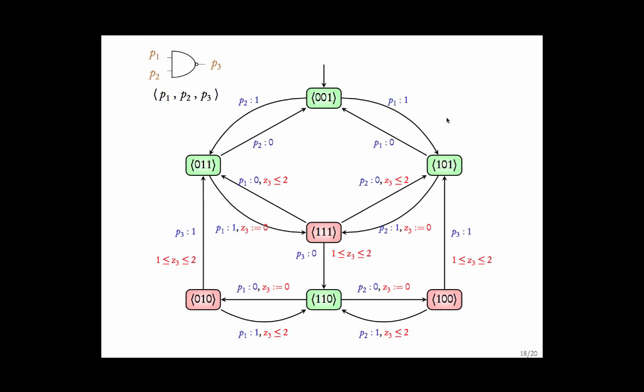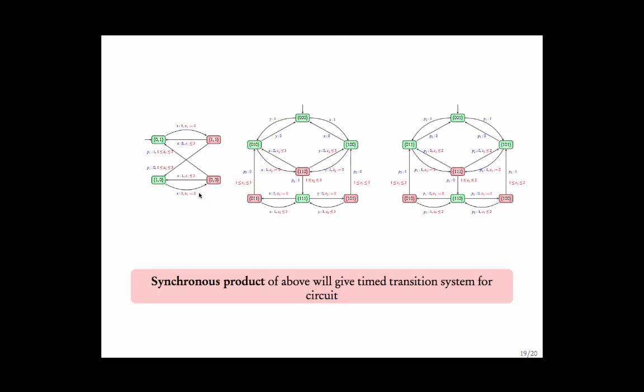Similarly, for the NAND gate, you can draw a similar timed transition system. Now, the synchronous product of these 3 timed transition systems will give us the timed transition system for the entire circuit. And the synchronization is happening through these actions. For example, this one says that x is becoming 1, and here there will be synchronizations on if x becomes 1, what to do, and so on.